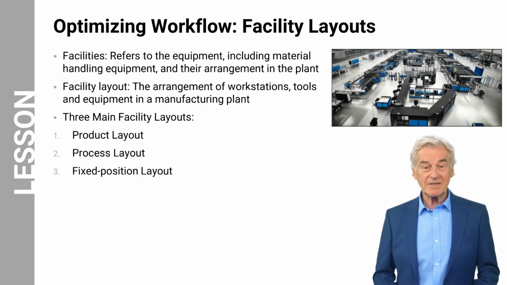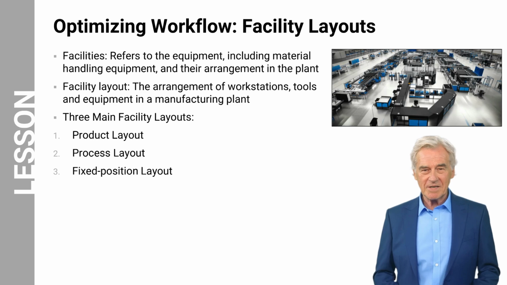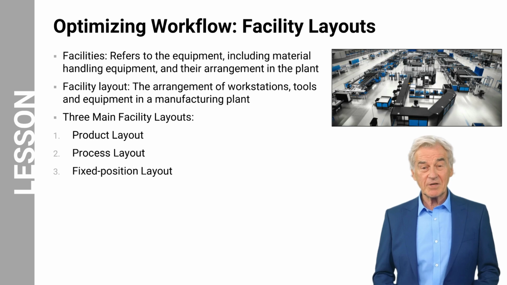In manufacturing, the term facilities refers to the equipment, including material handling equipment and their arrangement in the plant. The layout of the plant and locations of the equipment, labeled facility layout, are important to ensure an efficient flow of work from one process to the next. Each layout sets up equipment a little differently. There are 3 main types of facility layouts based on the size and ease of transfer of the material being treated. They are product layout, process layout, and fixed position layout.